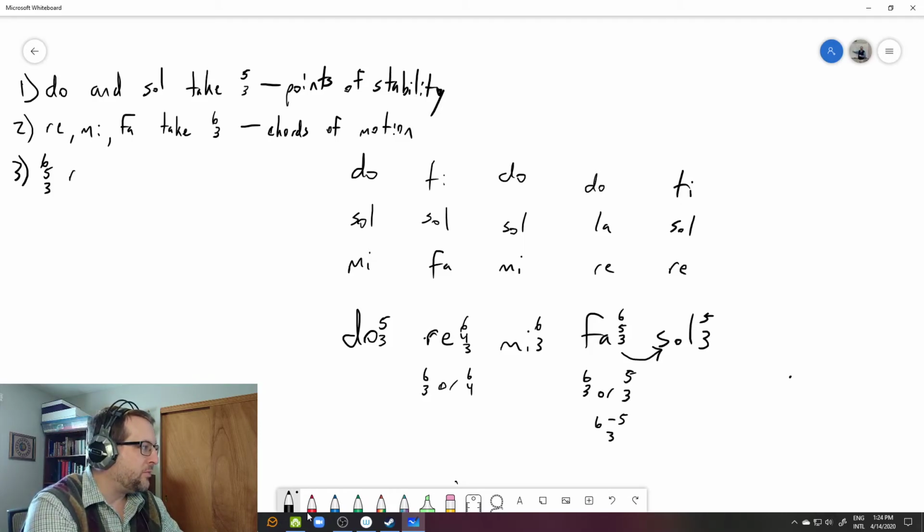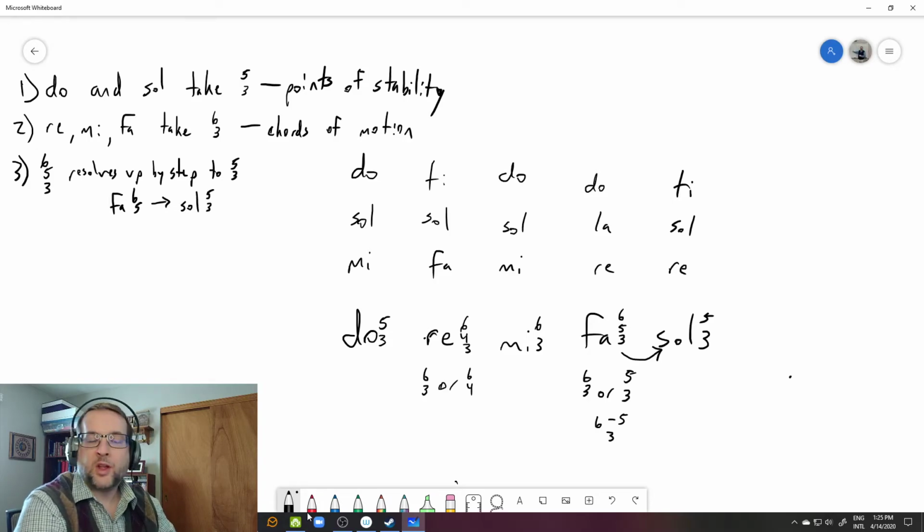6-5-3 resolves up by step to a 5-3. In this case, fa 6-5 resolves to sol 5-3. It's just the way that particular dissonance works.